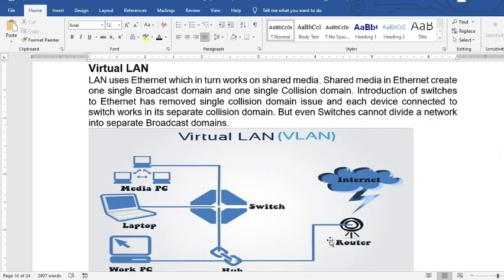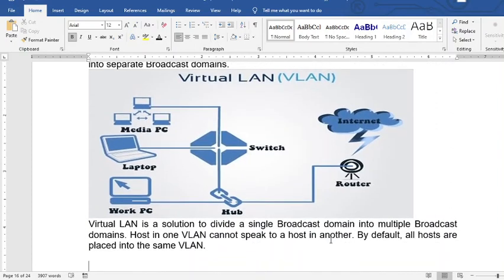The introduction of switches to Ethernet has removed the single collision domain. As of this point, we're no longer using what we call token. Although, even switches cannot divide the network into separate broadcast domains. So virtual LAN is a solution to divide a single broadcast domain into multiple broadcast domains.